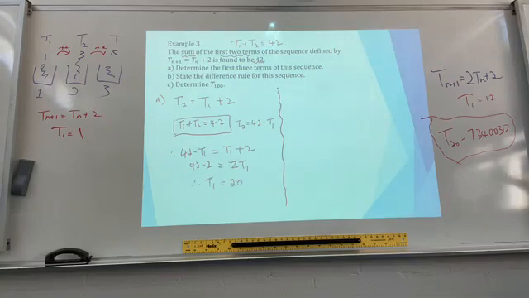You can do a sanity check. T1 is 20, T1 plus 2 is 22, correct? 20 plus 22 is 42. So it's correct. So the first three terms are 20, 22, and 24. Now, therefore, Tn plus 1 equals Tn plus 2. T1 equals 20. I'm just writing this down so that I can answer part B.